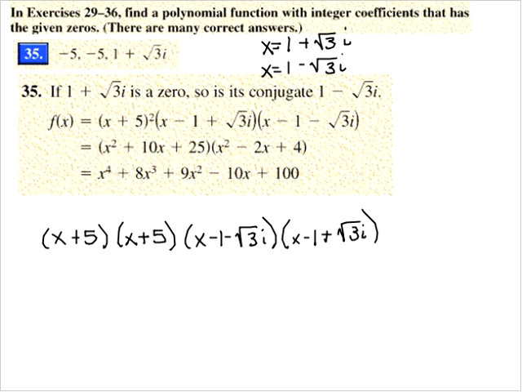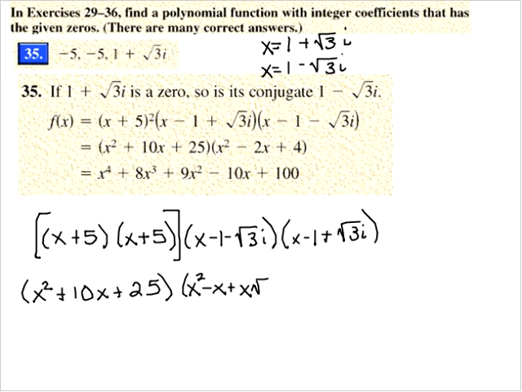Okay, now we're just going to FOIL them. I'm going to FOIL them separately. In the first case, I get x squared plus 10x plus 25. And the second one, I have to use the distributive property 3 times. So I get x squared minus x plus x square root 3i. I'd have negative x plus 1 minus square root of 3i.